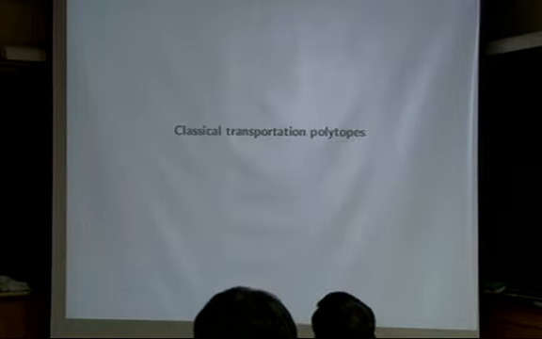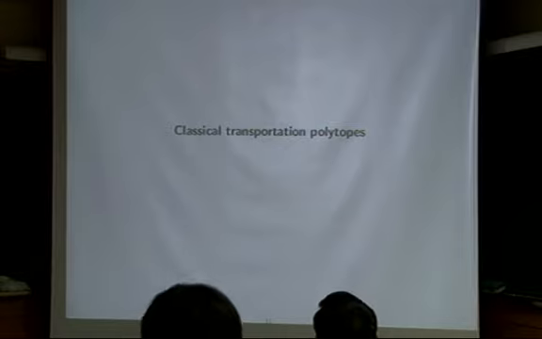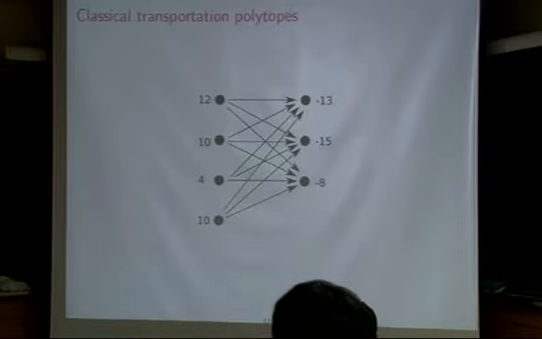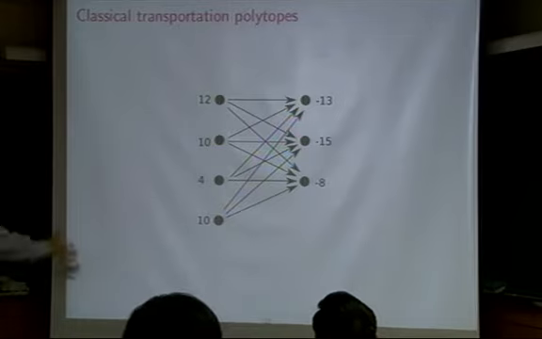All right. So what I want to do is now stop looking at network flow polytopes, but that's not quite true. We're going to still look at network flow polytopes. We're looking at very special network flow polytopes called classical transportation polytopes. What is a classical transportation polytope? This is an example of a classical transportation polytope. It is the flows associated to this network.